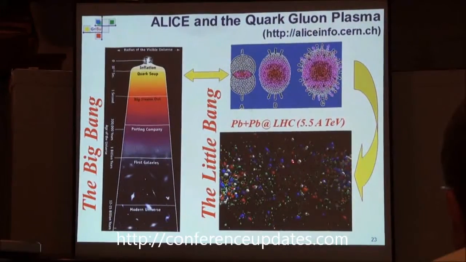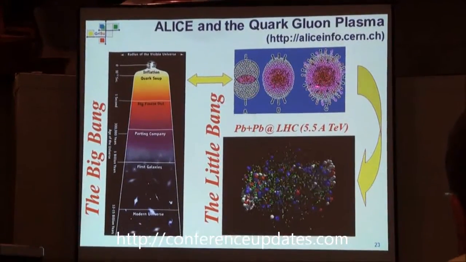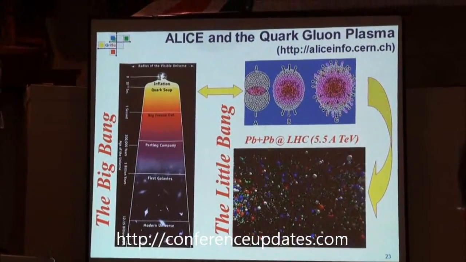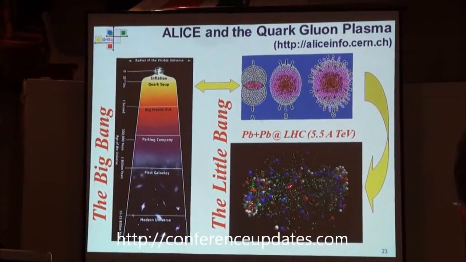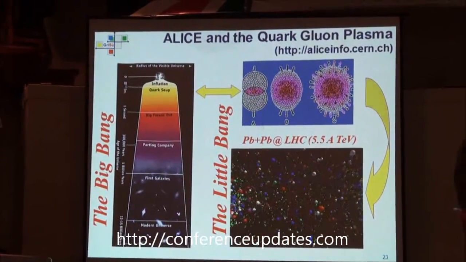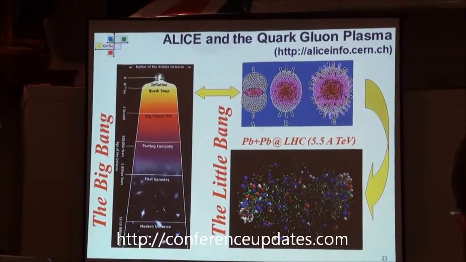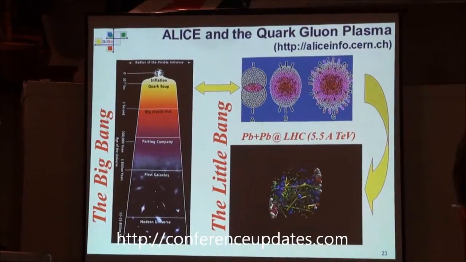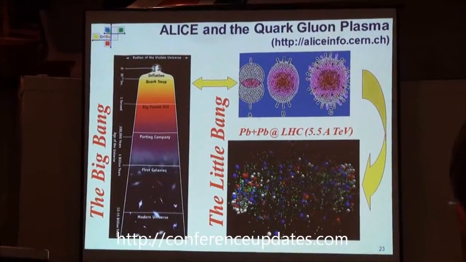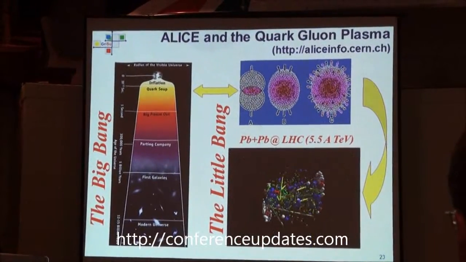The idea is to replicate the first microseconds after the Big Bang, doing a little bang, smashing lead ions one on top of the other and producing lots of particles, creating a density of energy which was similar to what was in the first tens of microseconds after the Big Bang. Of course, when you smash 400 nucleons, lead on lead, one on top of the other, with this fantastic energy, you produce tens of thousands of particles.